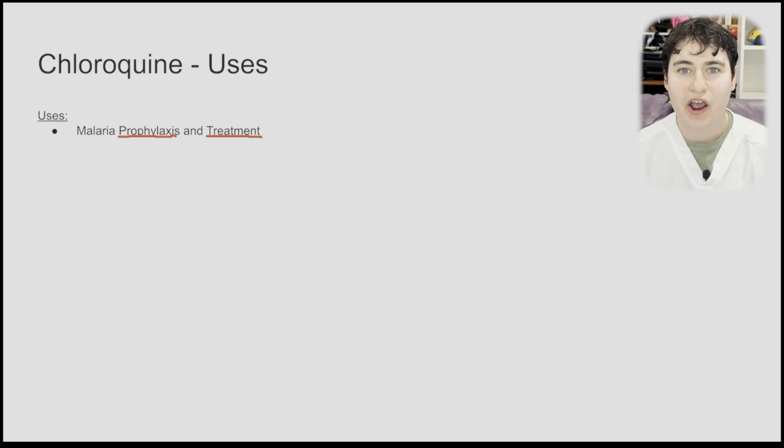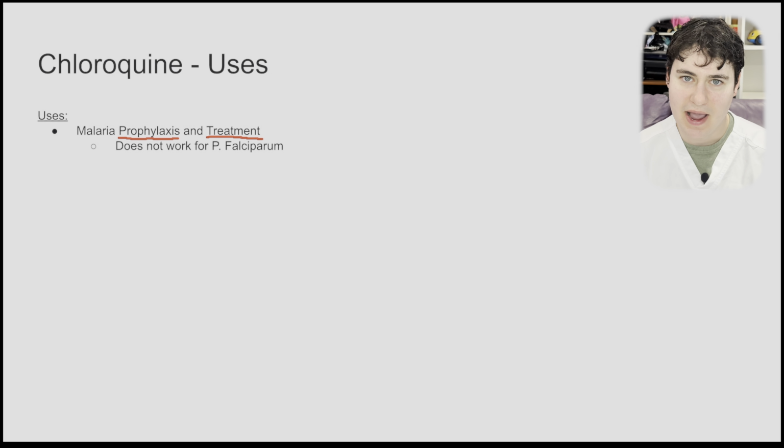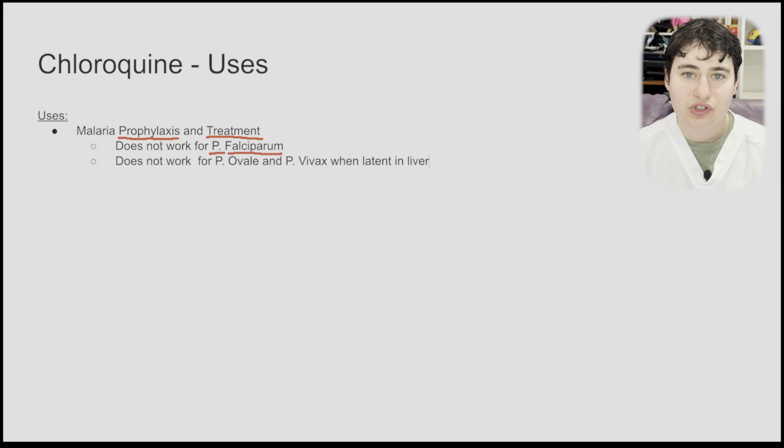Now though, there are certain strains of Plasmodium, of malaria, that cannot be treated or be used as a prophylaxis for chloroquine. And those strains specifically is going to be Plasmodium falciparum. That's going to be the main one that chloroquine is not going to work on. Then there's two other strains. It's going to be P. ovale and P. vivax.